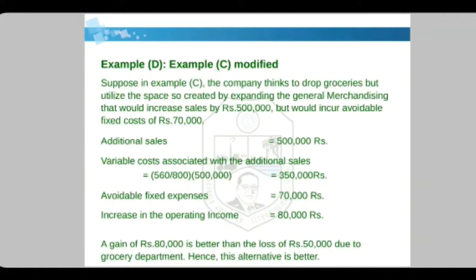So that will be 3,50,000. Avoidable fixed expenses are given, that is 70,000 rupees, and the increase in operating income is 80,000 rupees. So there is an increase in operating income of rupees 80,000. So a gain of rupees 80,000 is better than a loss of 50,000 rupees due to the grocery department.